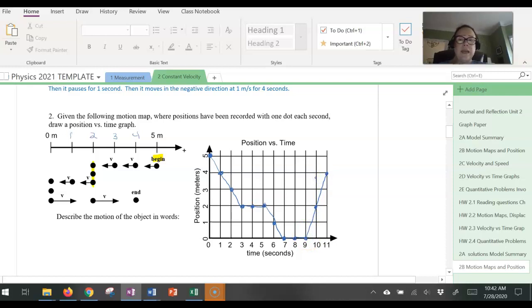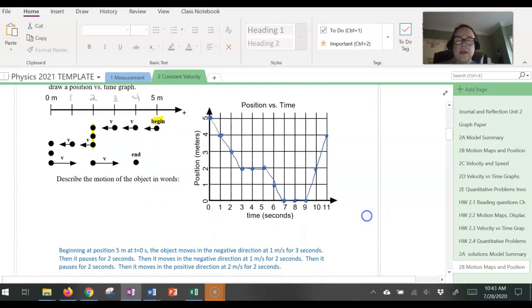Okay, and then if I wanted to describe this motion in words, then I would say, and remember our pattern, first I say where it begins, and then for each type of motion, each piece of this journey, I want to give 3 pieces of information: the direction of motion, the speed, and how long it does that. Okay, so beginning at position 5 meters at time 0 seconds, the object moves in the negative direction at 1 meter per second for 3 seconds.